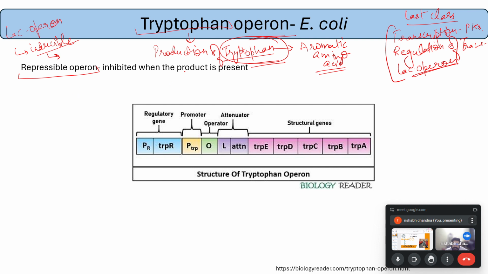That means the product inhibits the operon that is activated. So this will express genes that help in the production of tryptophan.